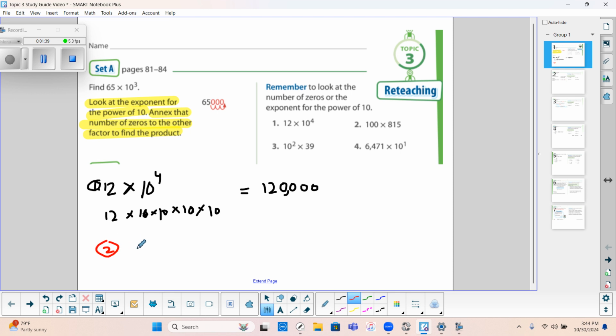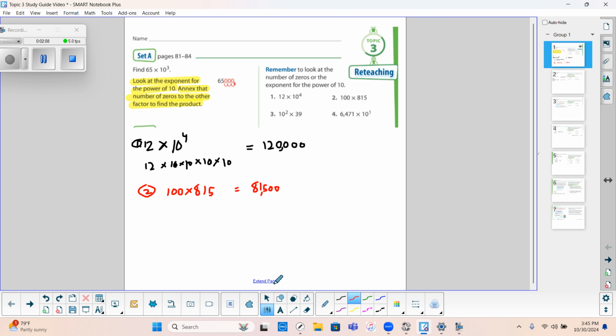For number two, it's 100 times 815. Okay, so for that, I would start with 815 and add to that two zeros because 100 is 10 times 10, so two zeros. So 815 with two zeros behind it is equal to 81,500.